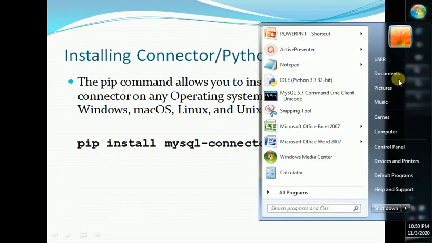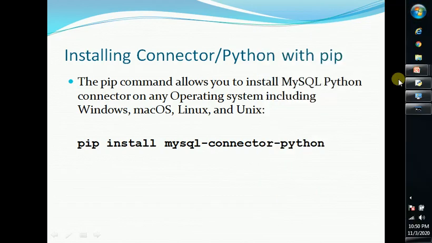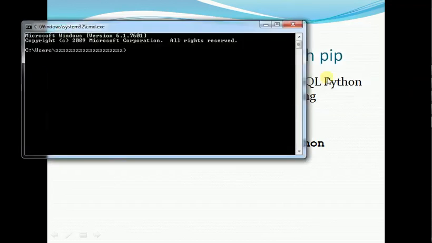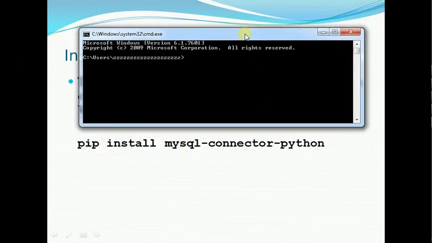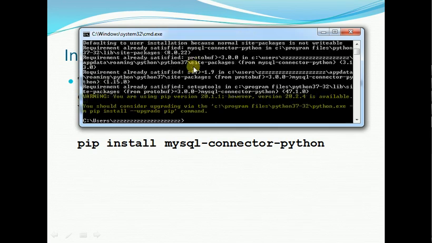Just go and run the CMD. Then here you can type this pip command. The pip application will be executed and the connector packages will be installed in your system. In my system it is already installed. So you can simply type pip install mysql-connector-python. That's all. You can just execute it, it takes a little time, and all the packages will be installed to your system. Then afterwards you can do the connectivity between MySQL and Python.